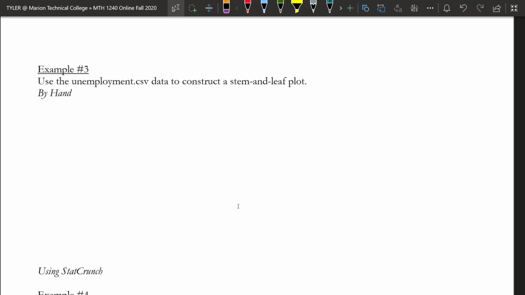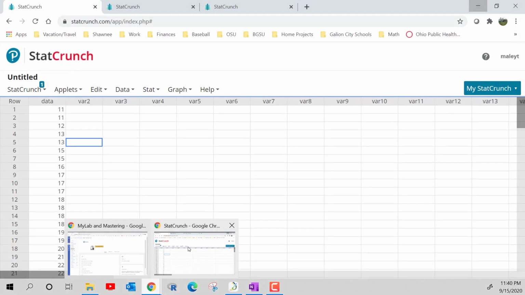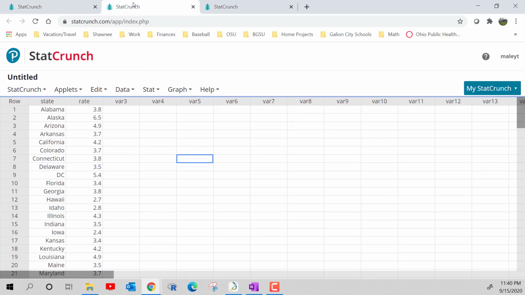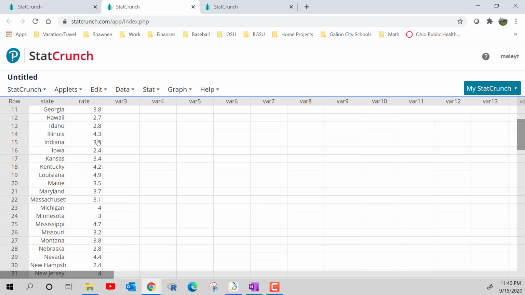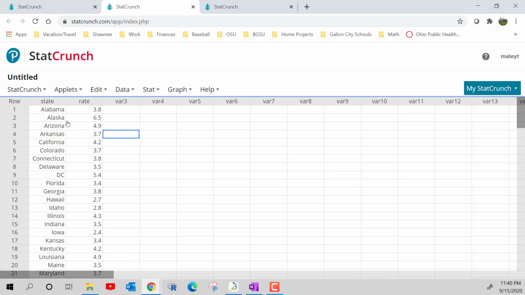So now, example 3, I want to look at an example where we have continuous data to do a stem and leaf plot. If you remember this data set, unemployment, which I have here. These are unemployment rates by state, and all of these, or most of them, have decimals in them. It goes all the way to just the tenths decimal spot, so just one decimal spot beyond.